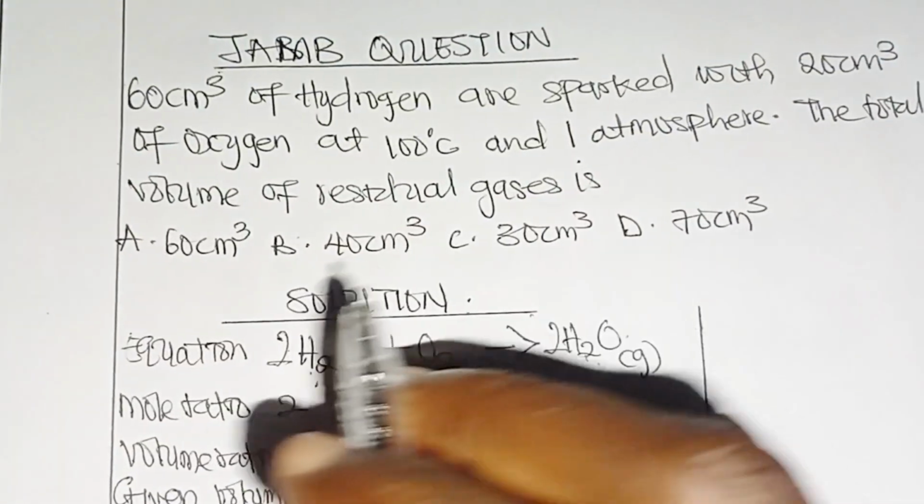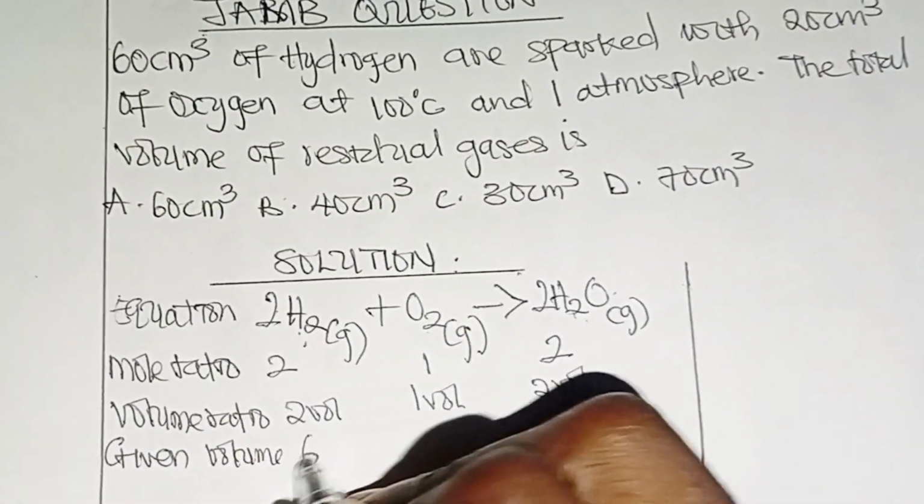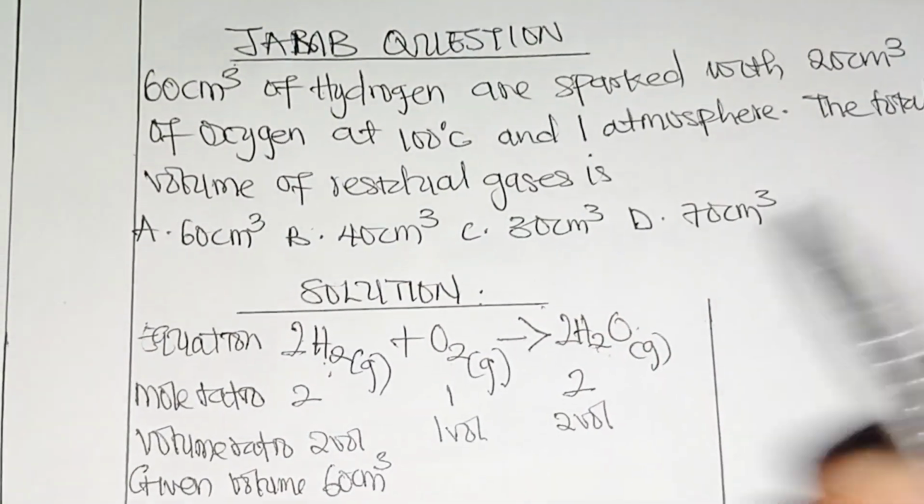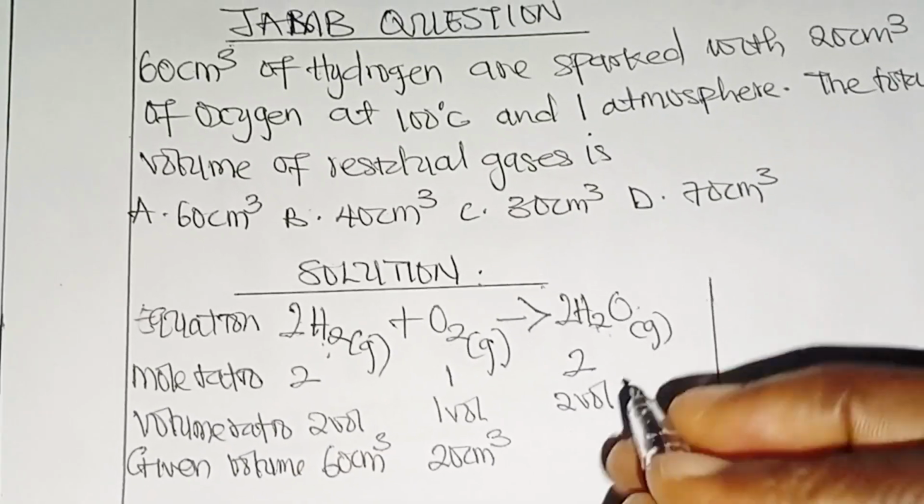Now let's travel down to the question. What's the given volume of hydrogen? 60 cm cube. Right? Given volume of oxygen? 20 cm cube. For the products, we do not know.